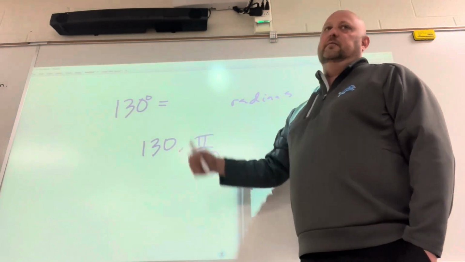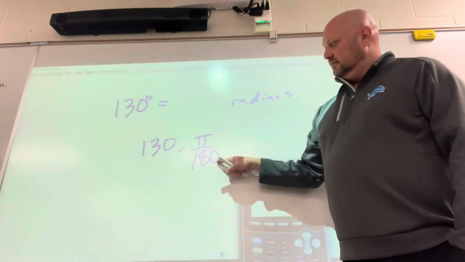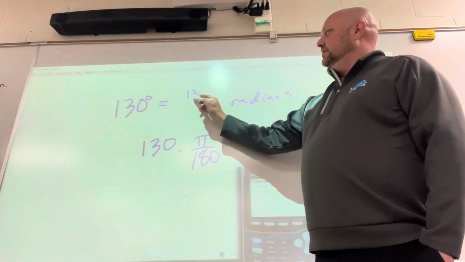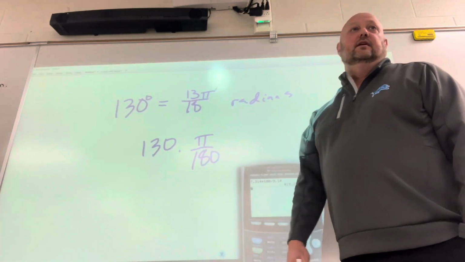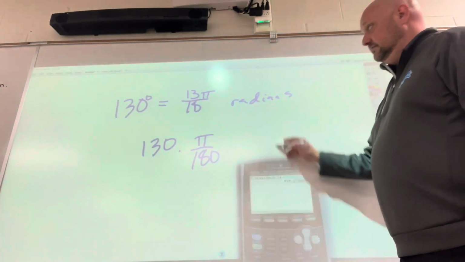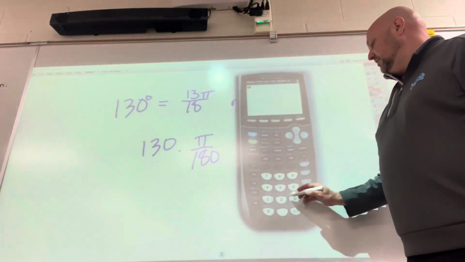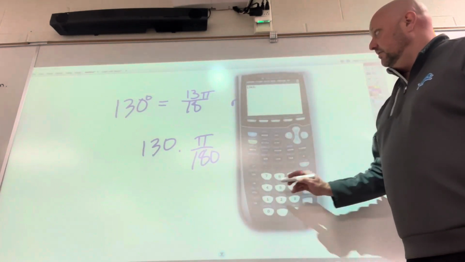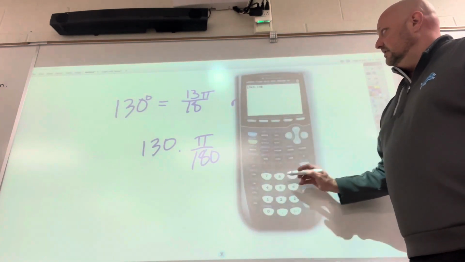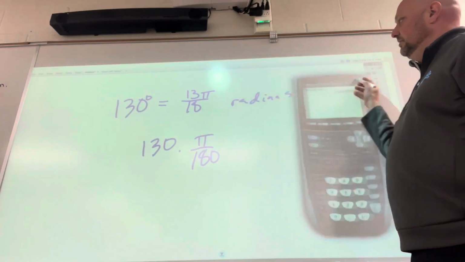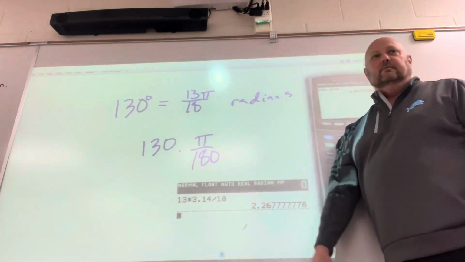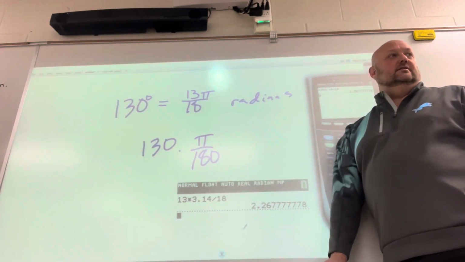Well, this one, you're basically just doing this divided by this, reducing the fractions would just be 13/18, and you put the pi on top. If they want it in decimal, well, what is 13 times 3.14 divided by 18? And that's what it would be in decimal form. If that makes sense.